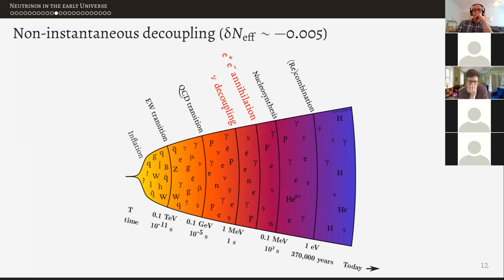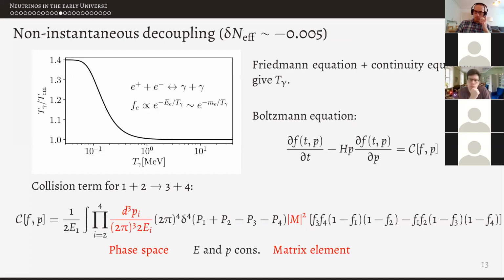And this means that there will be a shift in the high energy tail of the neutrinos. And also high energy neutrinos can annihilate to electrons and positrons. So there's still, especially for the high energy neutrinos, an effect there. The way to account for this is to get the exact evolution of the photon temperature. You could do that by solving the Friedmann equation and the continuity equation.